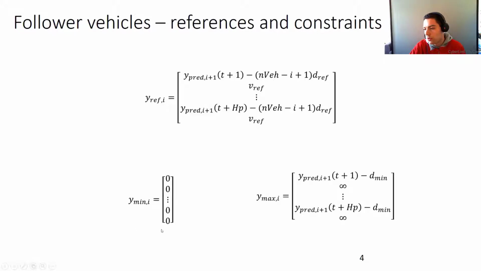We put a y min of all zeros, but it could also be the same as the leader vehicle. And for y max, here we specify that we should have at least 0.3 meters distance from the vehicle in front of you, with the same maximum constraint on the velocity as for the leader vehicle.